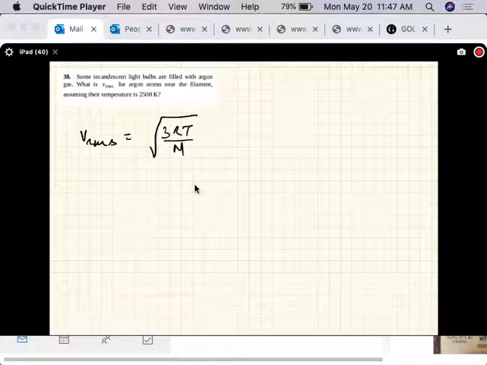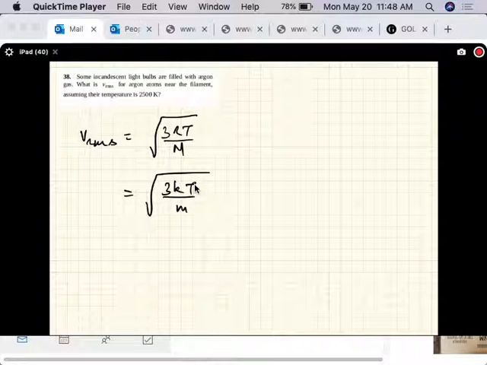You can look up your notes. VRMS is given by the square root of 3RT divided by the molar mass. You can write it like this as well, the square root of 3kT divided by the mass of an individual atom. Argon is a monoatomic gas. So this is the mass of a single atom, and that's Boltzmann's constant, or this is the mass of 1 mole of argon gas, and that's the gas constant. You can use either formula. Of course, we'll use this one.